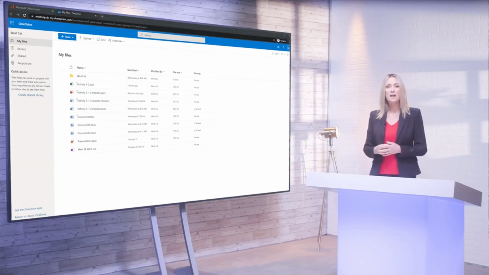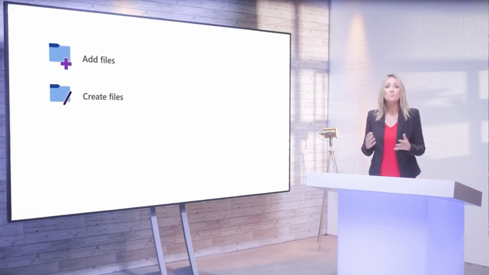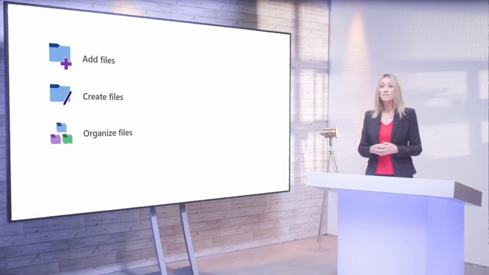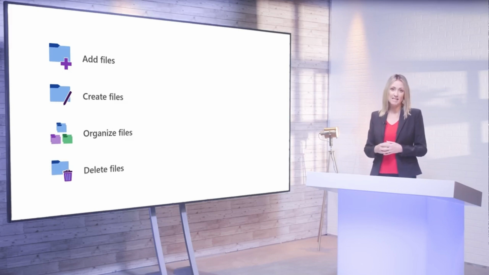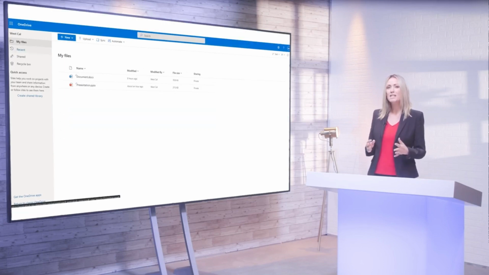So what kind of file management features does OneDrive for Business offer? With this cloud-based service, you can add files to your OneDrive account, create files directly within OneDrive, organize files using a system of folders, and delete files that you no longer need. Over the next few moments, you'll investigate the process steps for each of these actions. But to start, here's a look at how to access OneDrive for Business.